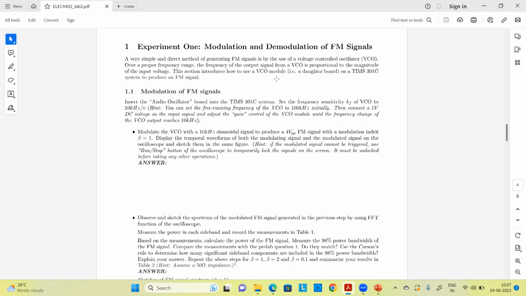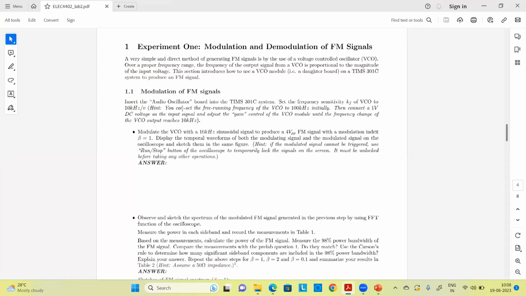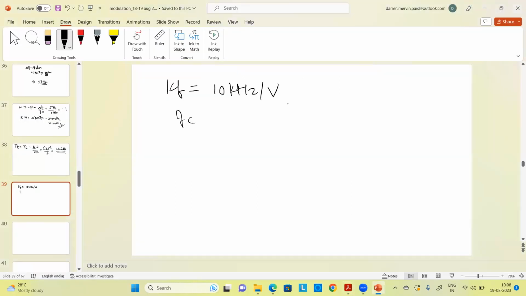Fine. So let's read the question and understand what is given. The question says the frequency sensitivity of a VCO, voltage controlled oscillator, is given as 10 kilohertz. So what is the frequency sensitivity given as? Kf is equal to 10 kilohertz per volt. You can set the free running frequency of VCO to this. Now, what do you understand by this value? It is fc, 100 kilohertz.